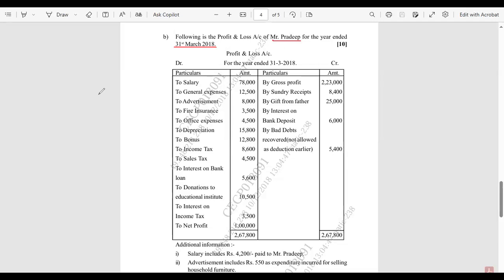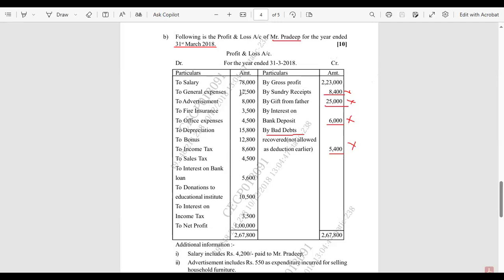Now, as I said, we need to find out business and non-business. So sundry receipts, not allowed, non-business. Gift from father, it's non-business, not allowed. Interest on bank deposit, it's not a business activity because my business activity is not to keep deposits. It is not allowed. Bad debts recovered, again, this is not allowed. So only the gross profit, that is 2,23,000, will be allowed.